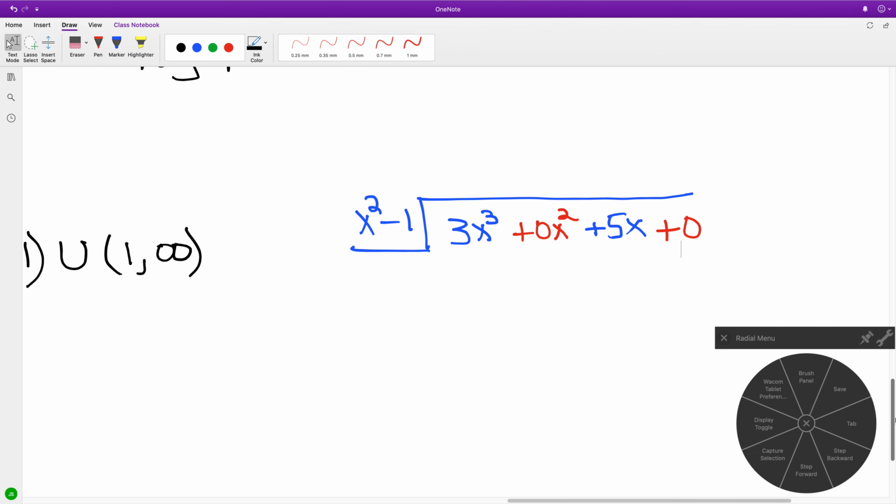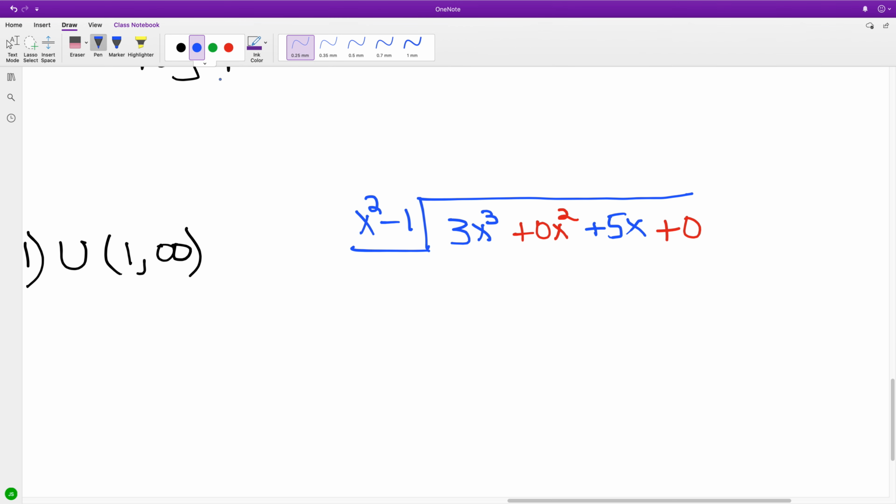Now, for the first term in the quotient, we have x squared into 3x cubed, or 3x cubed divided by x squared. So that's going to leave us with 3x. Now we have 3x times x squared minus 1. Again, 3x times x squared will be 3x cubed, and 3x times negative 1 is negative 3x. And if I apply these terms to the like terms from the dividend, I have 3x cubed and I have minus 3x.